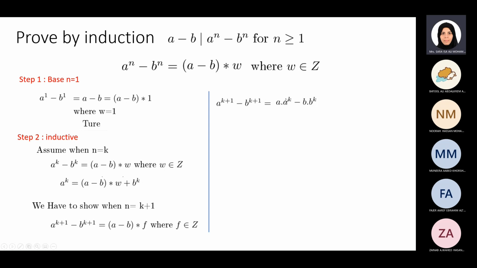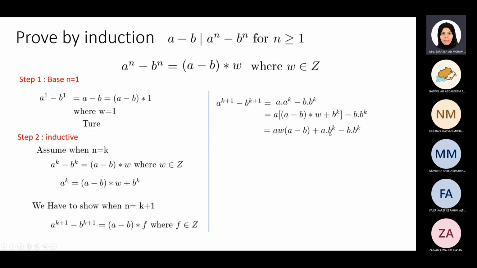Here I will remove a to the power k and substitute it with its equivalent from the assumption. So I used the assumption, but I am just rewriting it in a different way and then use it. Then I will distribute A. So I get A times W times A minus B plus A times B to the power K, and I don't forget minus B times B to the power K, which is already there from the beginning.